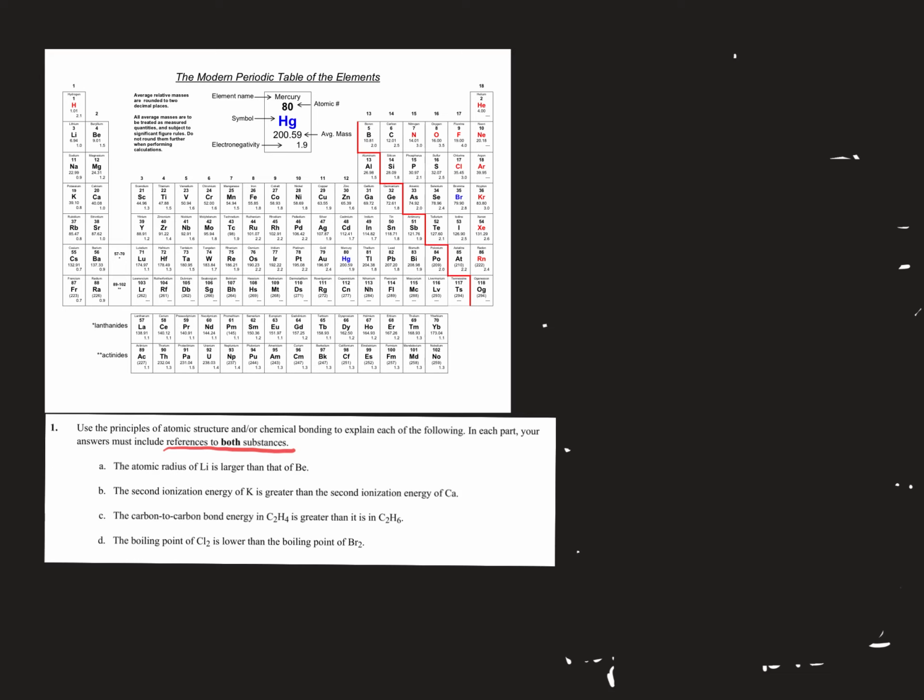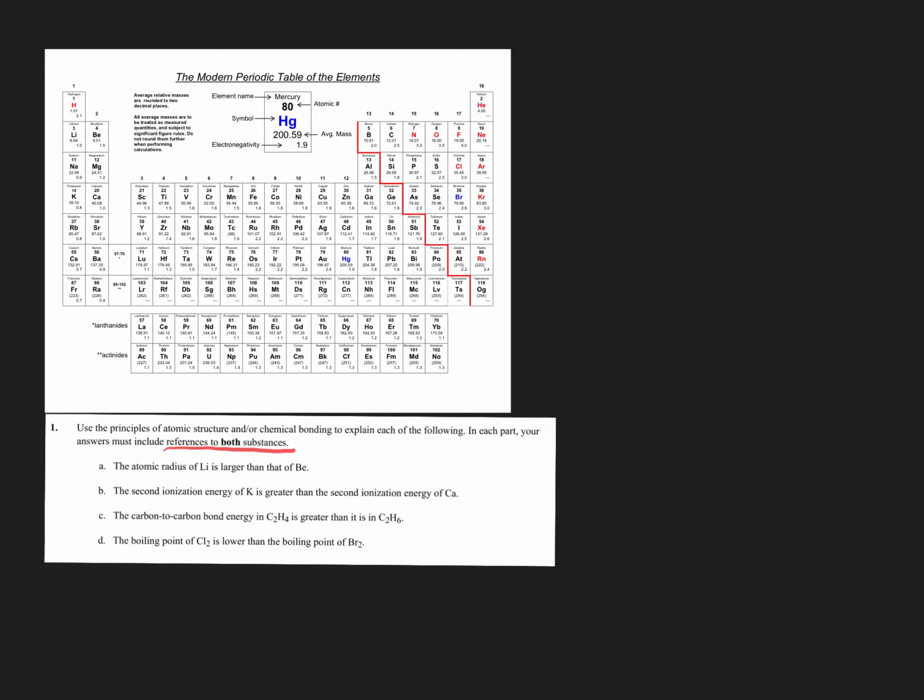However, beryllium has 4 protons and lithium has only 3. Therefore, the effective nuclear charge experienced, or the attraction experienced by the valence or outer electrons, is greater in beryllium than it is in lithium. So beryllium has a smaller atomic radius. Okay, so that's what the scoring guide says. For mine, I identified the 2s electrons, which were the valence electrons. So that would be worth 2 points as we're looking at it.